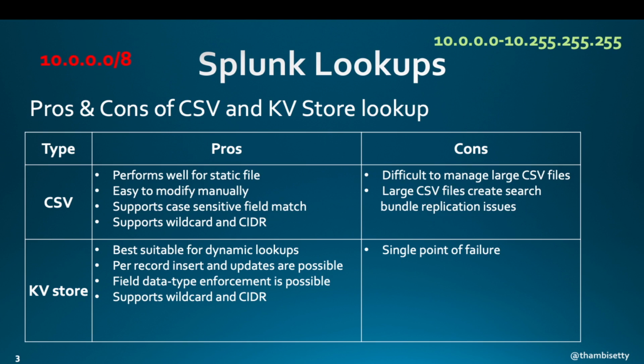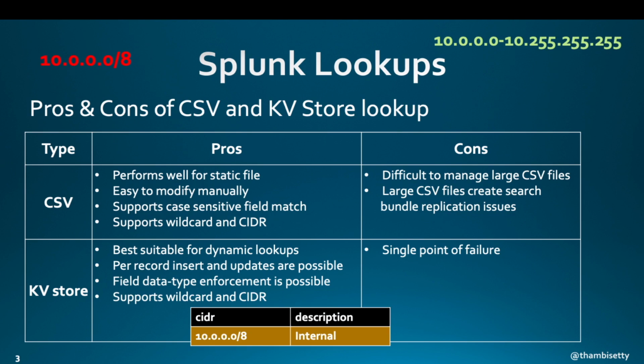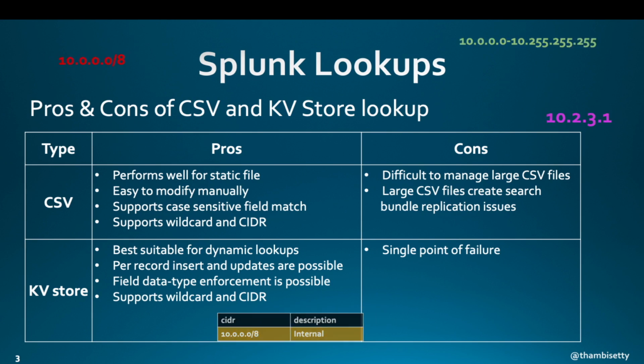Getting 100% of the inventory of servers or endpoints is a tough job, so we can at least identify devices using subnet descriptions. For example, we have a lookup table. It has a field CIDR configured to match the IP address. We have found one IP, 10.2.3.1, in events, and we need to get the subnet description. Since the IP is within the range of IPs of the CIDR, we will get the description as internal.